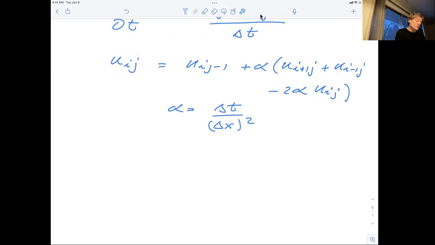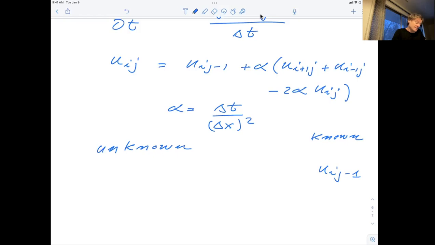So we will now reshuffle everything in terms of known and unknown. We will have the unknowns on the left-hand side, and the known quantities on the right-hand side. The known quantity is actually u i j minus 1. And now you could think of starting at j equal to 1, for instance, and that means that u i of 0 would be defined by the boundary conditions and the initial conditions.